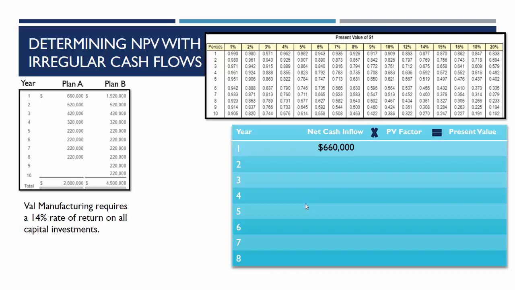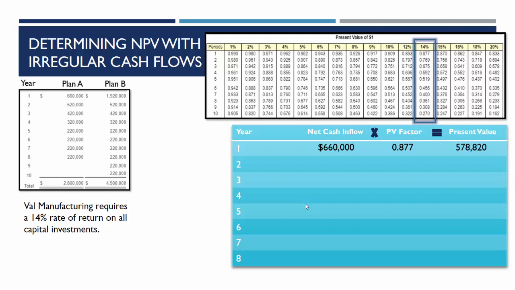In this case, this is our first year. So we're going to use n equals 1 or periods equal 1. We're going to go across that row until we find the number that intersects with our required rate of return, which is 14%. And that is going to be, according to this whole column here, 0.877.